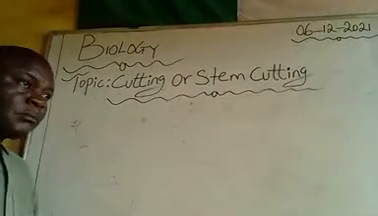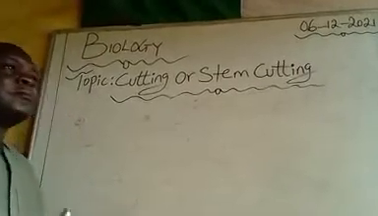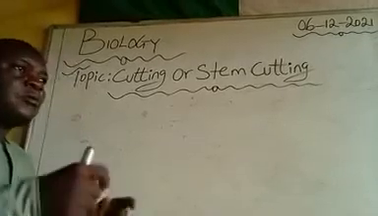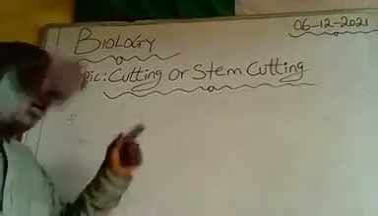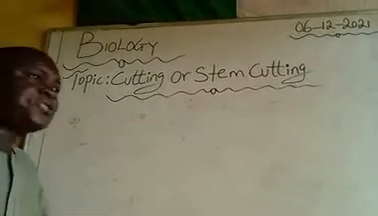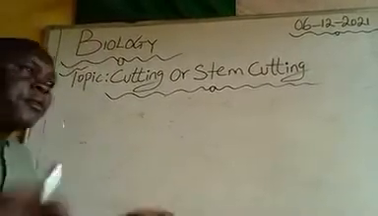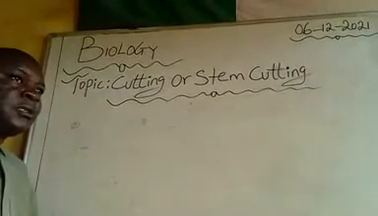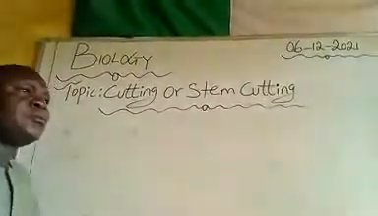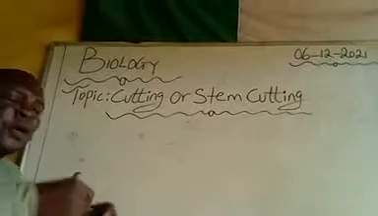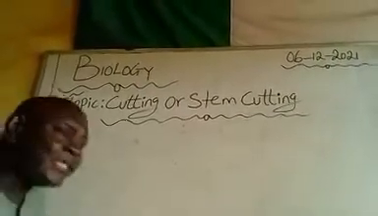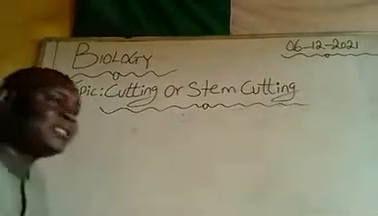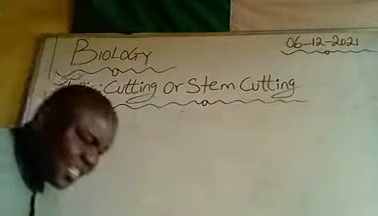Cutting also has to do with the cutting of the root of the plant into portions. Then you start planting those portions so as to get new plants.